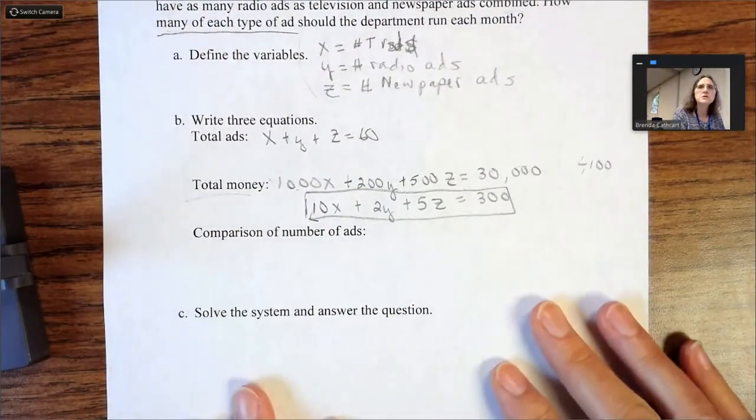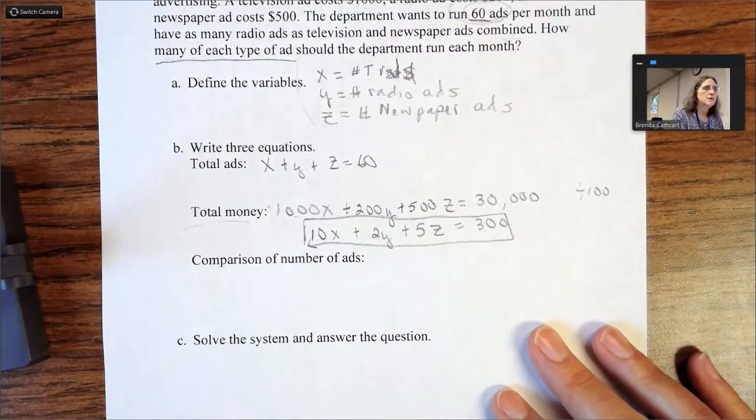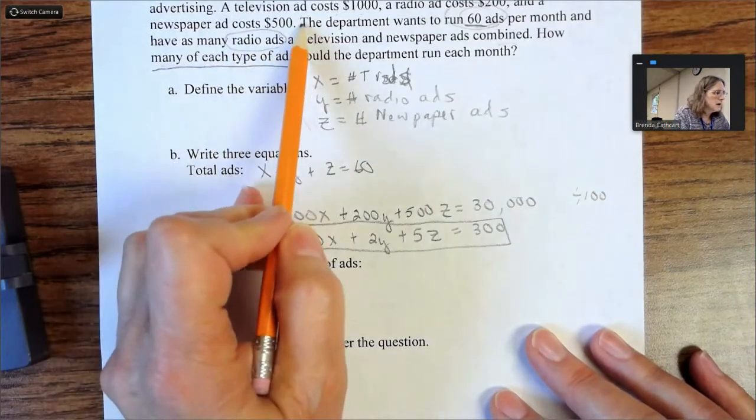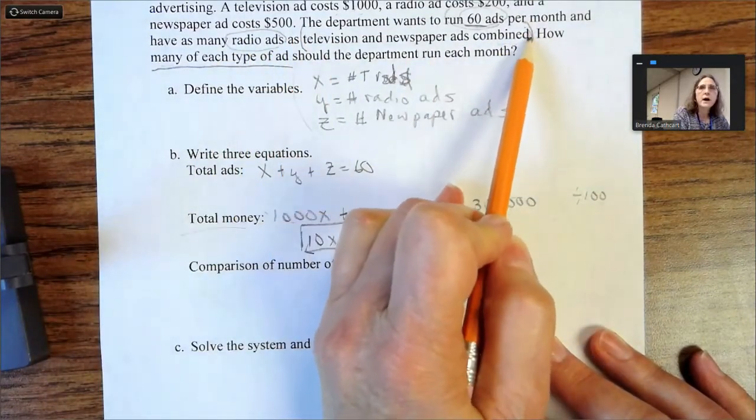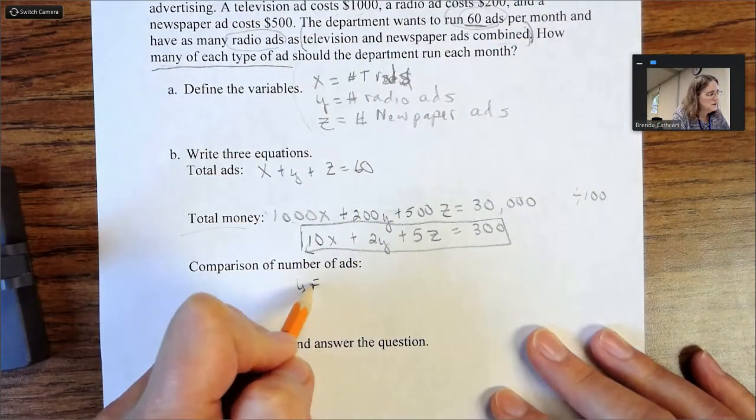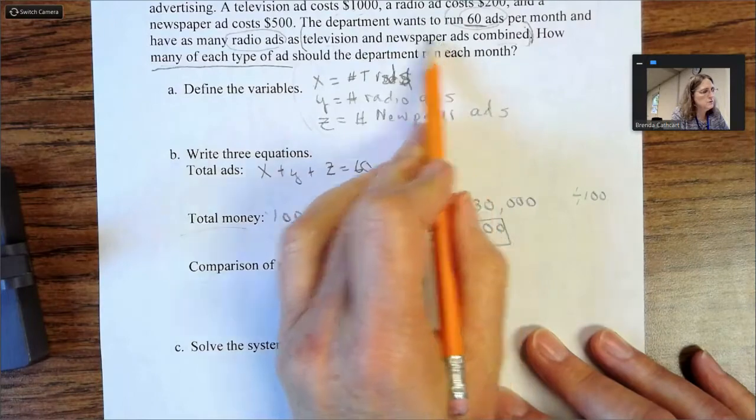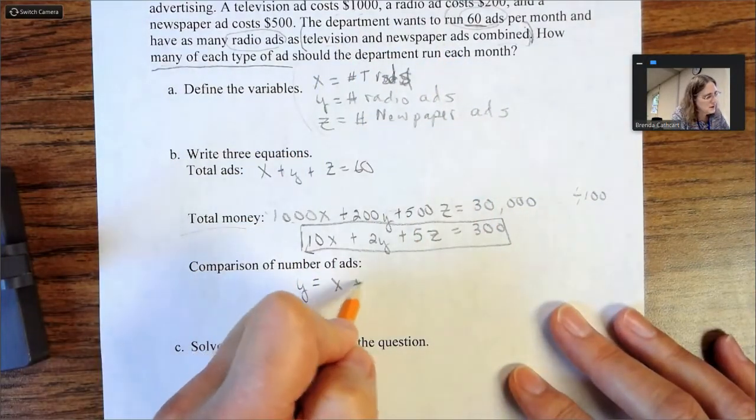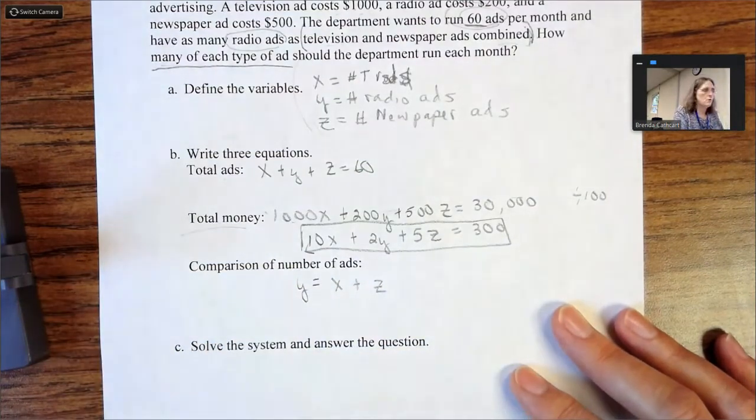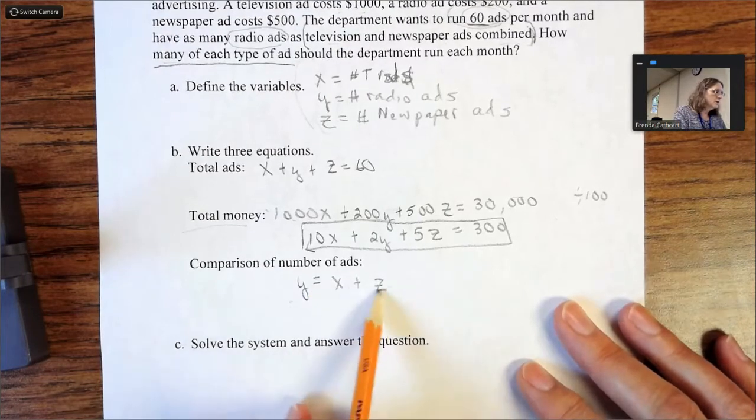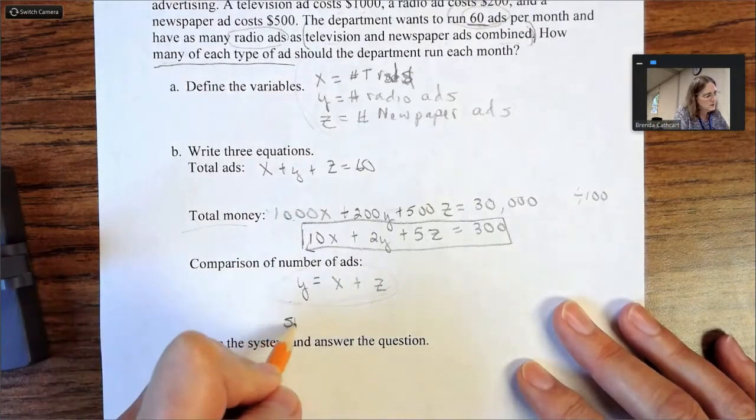So I have two equations right now, and I need a third one. For my third one, it says we want to run as many radio ads as television and newspaper ads combined. So the number of radio ads, y, is equal to the combined total of television and newspaper, x and z. So y equals x plus z. We want to solve this system, and since one of our equations is already solved for the variable y, let's use substitution.